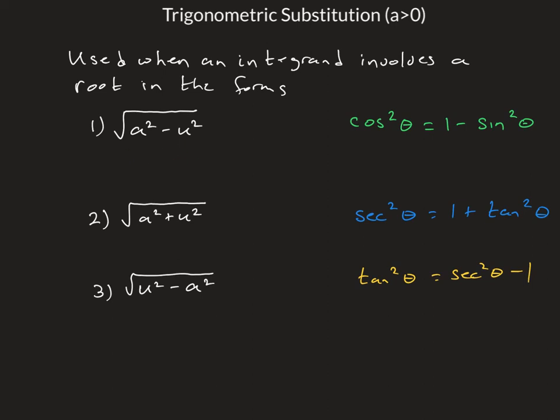When we're dealing with the square root of a squared plus u squared, we're going to use this version of the Pythagorean identity, that secant squared is 1 plus tangent squared. And we're going to use an alternate version of the one we just used, that tangent squared is equal to secant squared minus 1. Okay, let's take a look at this procedure.